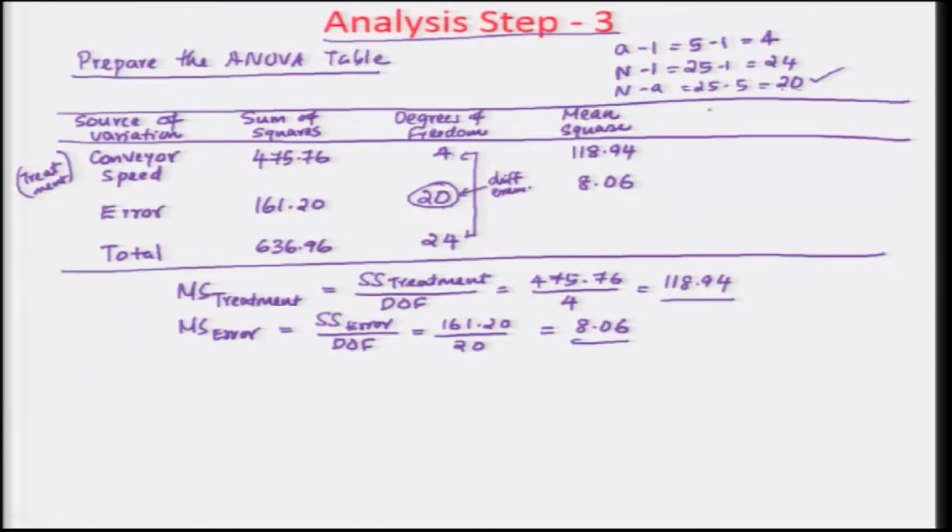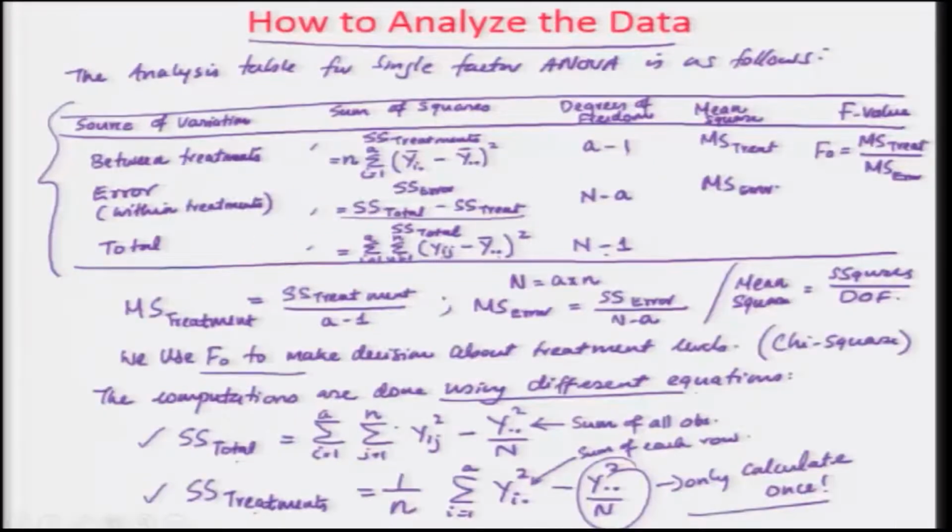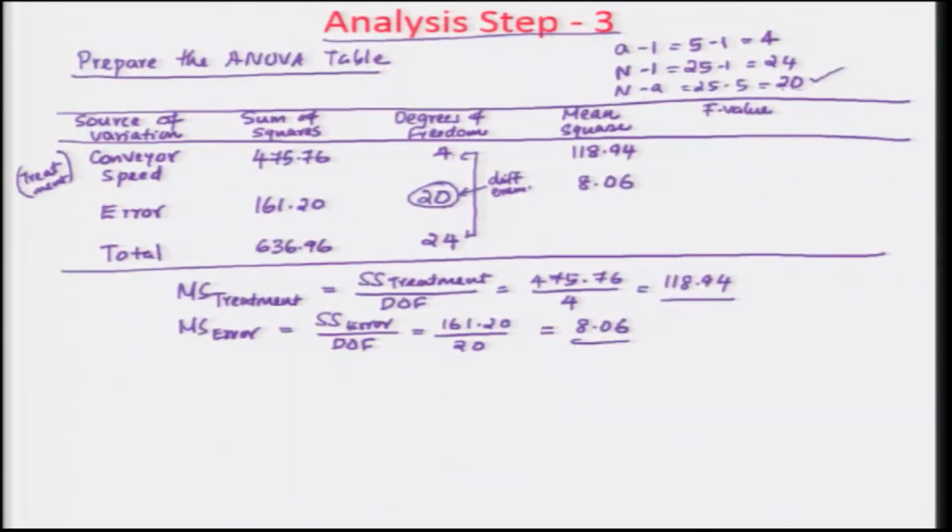Then we calculate the F value. As I told you earlier, the F ratio is the mean square of treatment divided by the mean square of error. So, F0 is equal to MS treatment divided by MS error, which is 118.94 divided by 8.06, and you get the value of 14.76. So, this value F0, 14.76, goes right here.